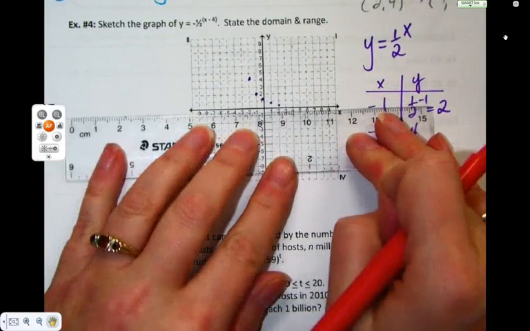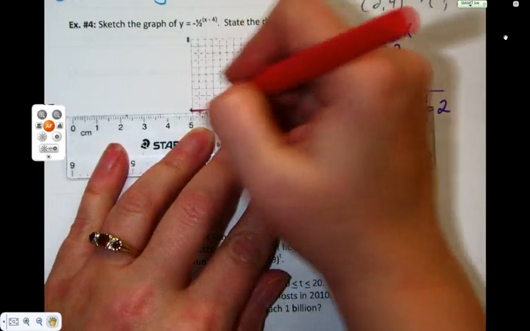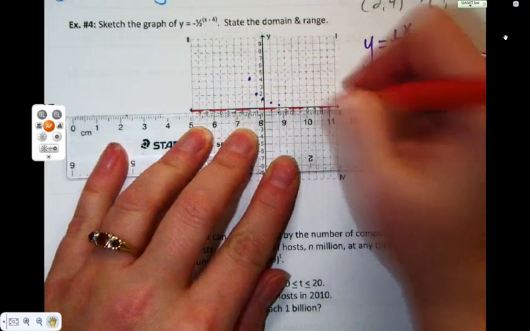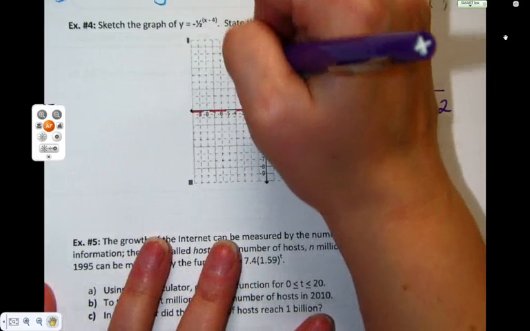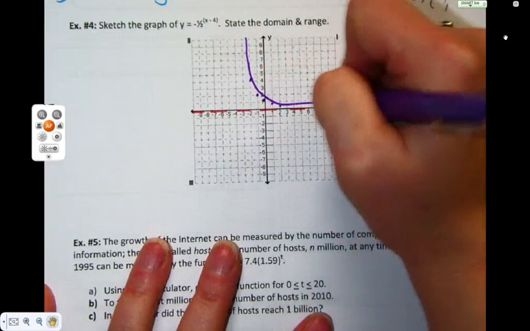Asymptote. So here's why the fractional base makes the graph flip.